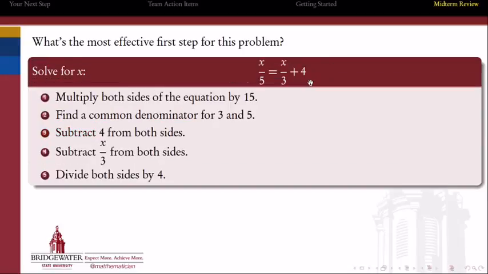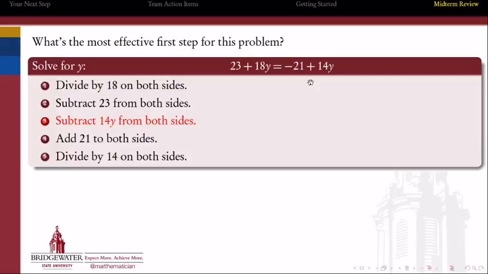Subtracting 14y from both sides takes care of the fact that there's a variable on both sides of the equation right off the bat. And I'll end up with 23 plus, what's 18y minus 14y? 4y equals negative 21. And so I like this as a most effective first step because it addresses for me what's the most challenging aspect of this equation, which is the appearance of y on both sides of the equal sign. Again, either one of those options would have worked just fine, but this is the one that I think is more efficient at getting us toward a solution where the y is by itself.